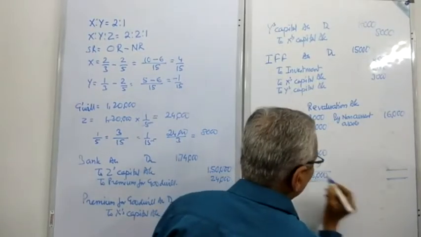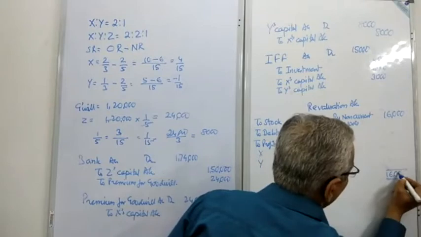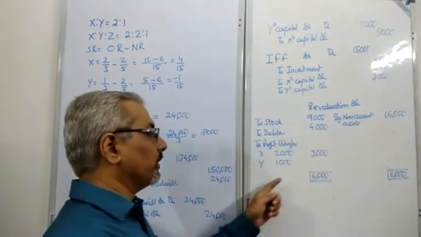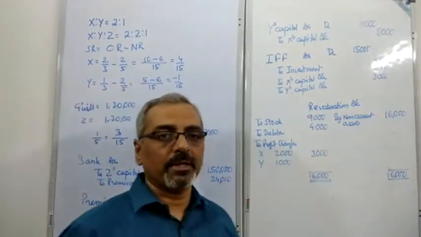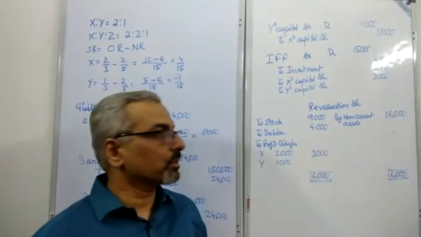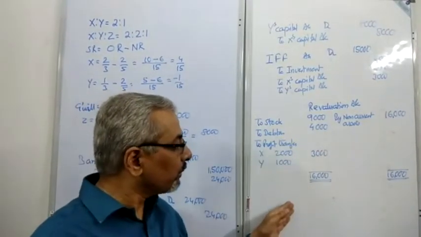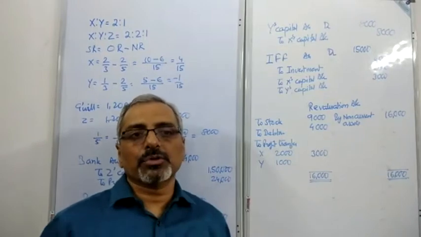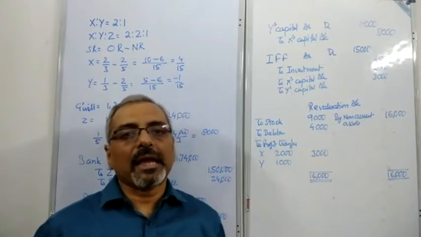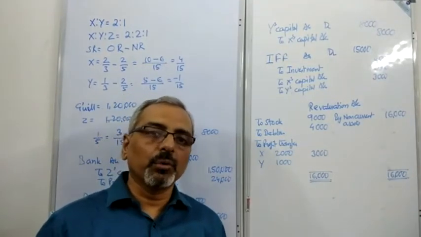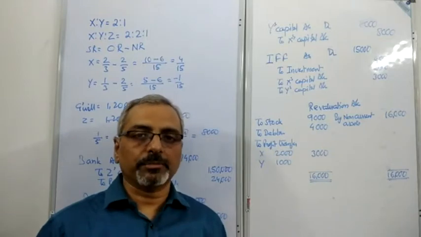The total of the revaluation account is 16,000 each. Okay, you can see over here 16,000 debit side, credit side. This concludes the revaluation account. After preparing the revaluation account, the next thing which the question has asked us is to prepare the capital account, and then we have to go ahead with the preparation of the balance sheet.